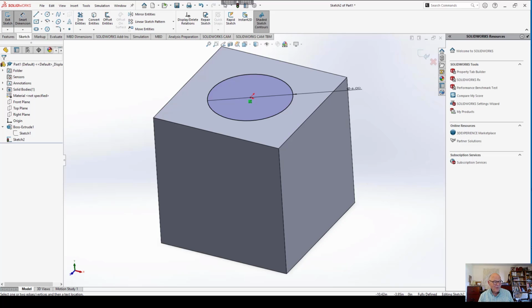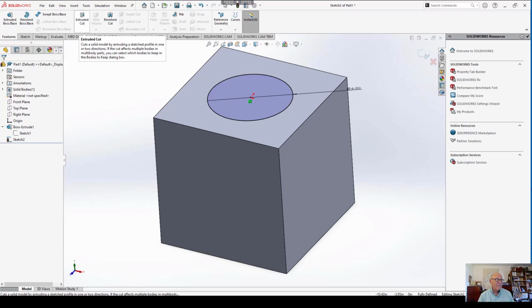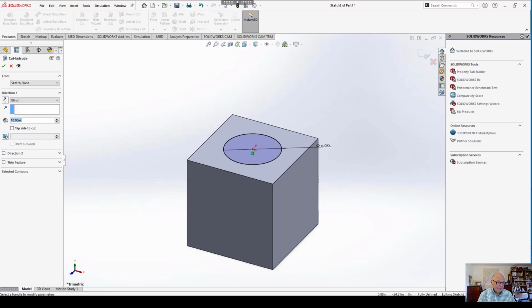And what I'm going to do over here under features is not an extruded boss, which would just put mass inside mass and wouldn't do anything. I'm going to do an extruded cut. In other words, I'm going to take that shape and pass it through this part and cut it. Now, I'm not going to make this 10.